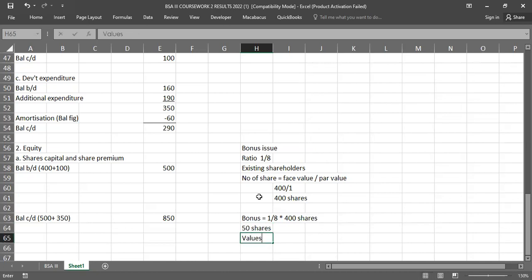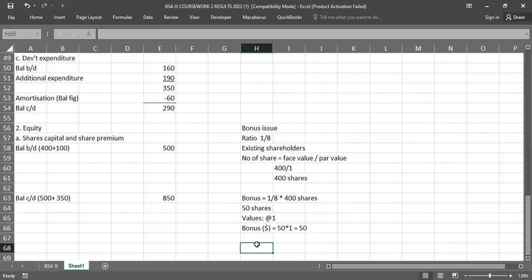But what's the value? Each share is at the par value of $1, like the one we had here. So our bonus shares in dollars are 50 times 1, giving us $50.